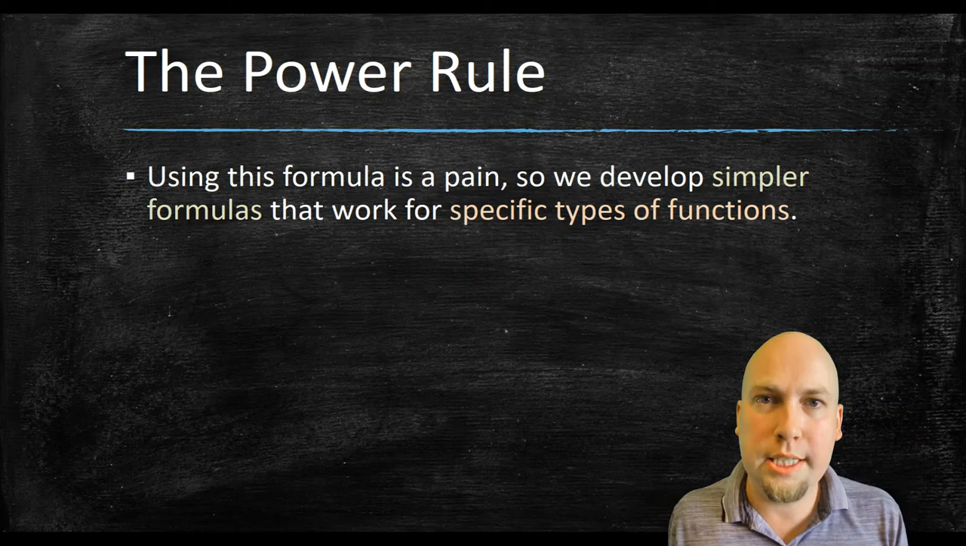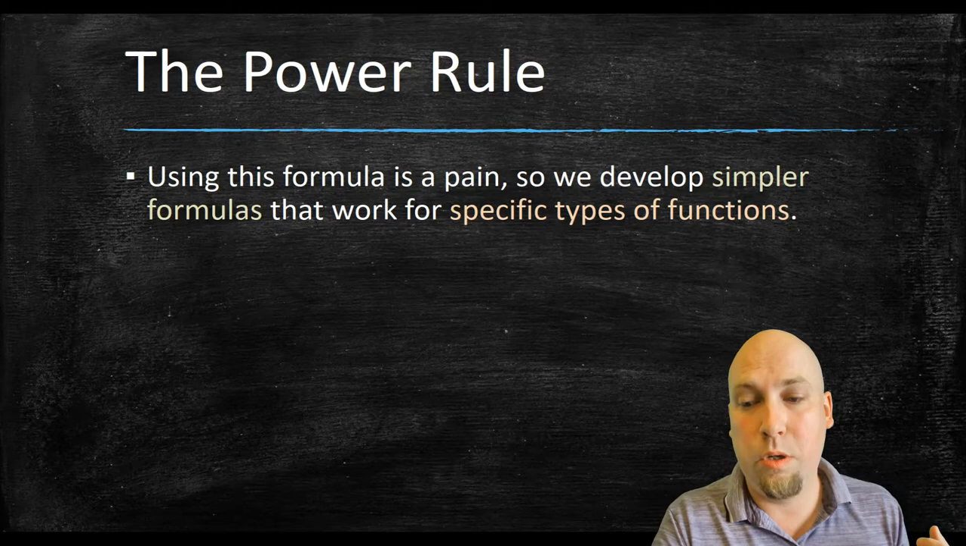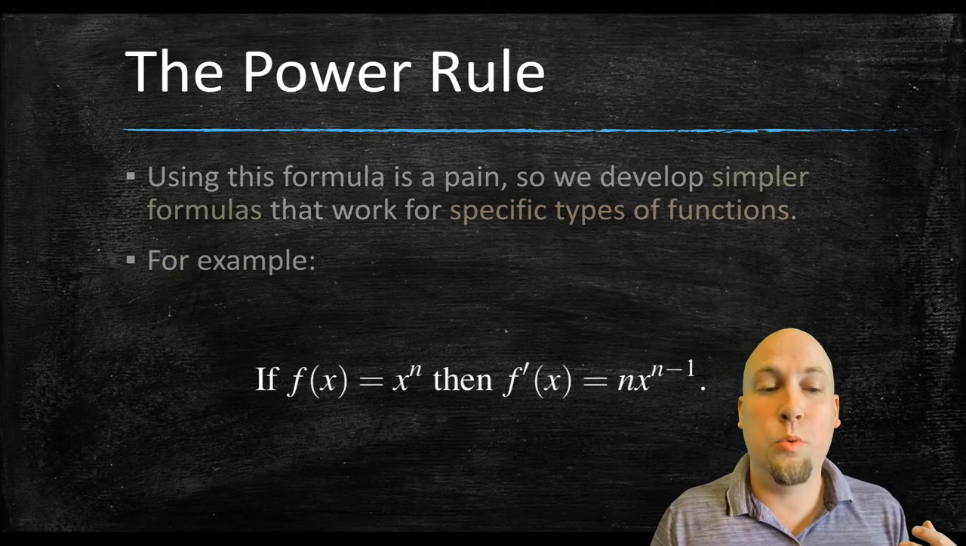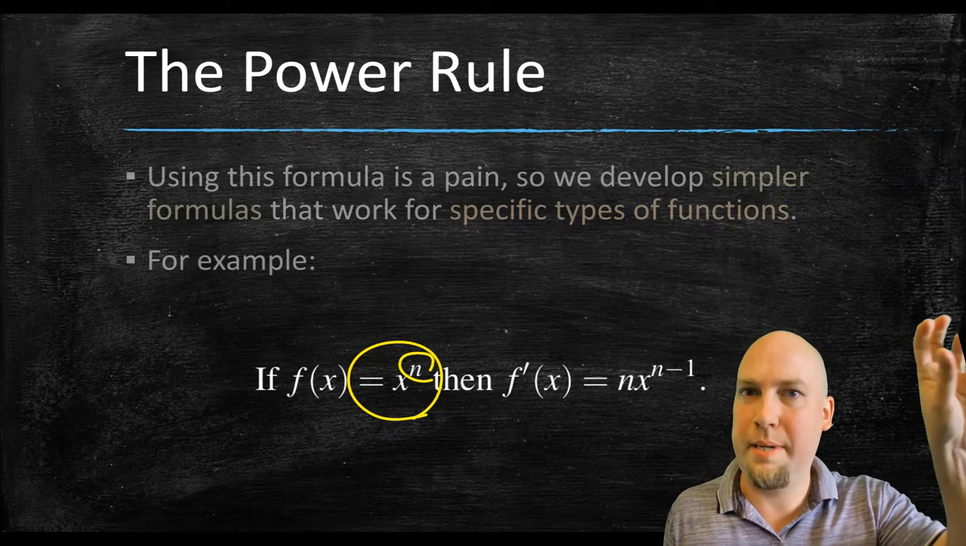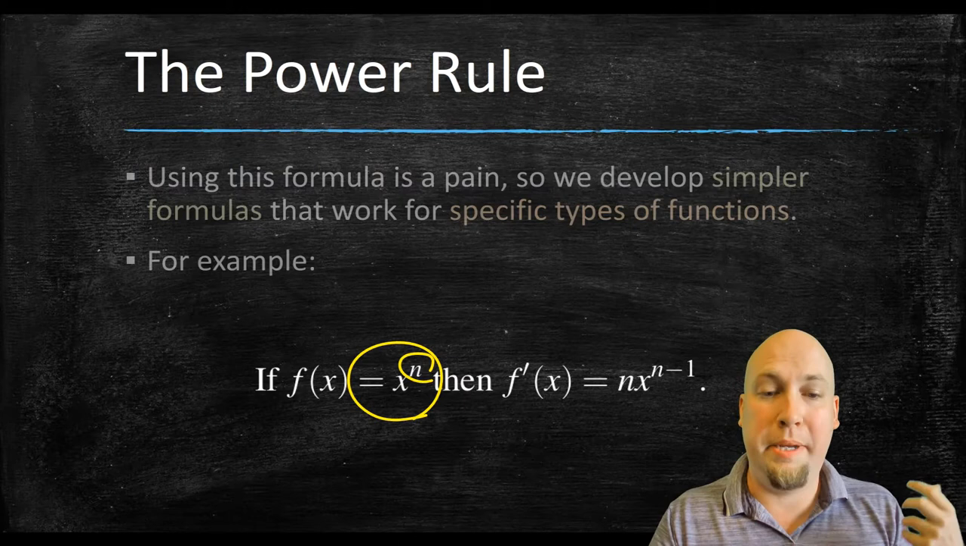Okay, so what we're gonna do in this first lecture is we're gonna introduce something called the power rule. This is a rule that lets you quickly and easily take the derivative of power functions. What I mean by that is any function of the form x to the power of a constant. This n up here has to be some fixed number. It cannot depend on x. So it has to be something like x cubed or x to the power 7, but it cannot be x to the power x. That number n up there has to be constant.